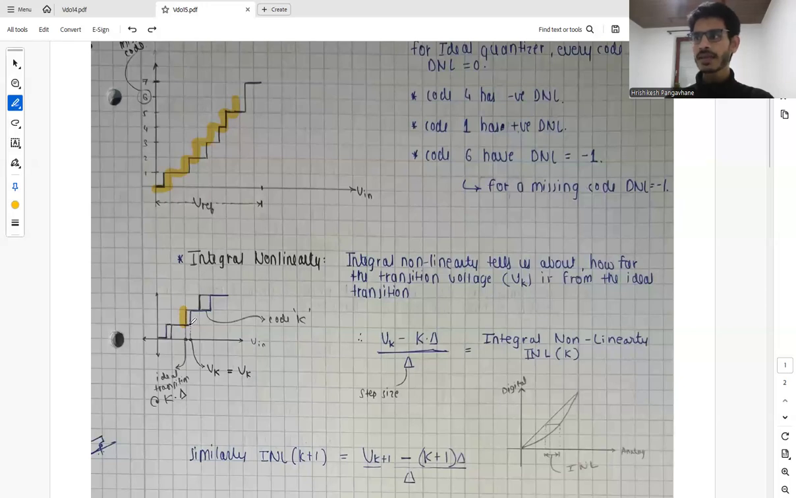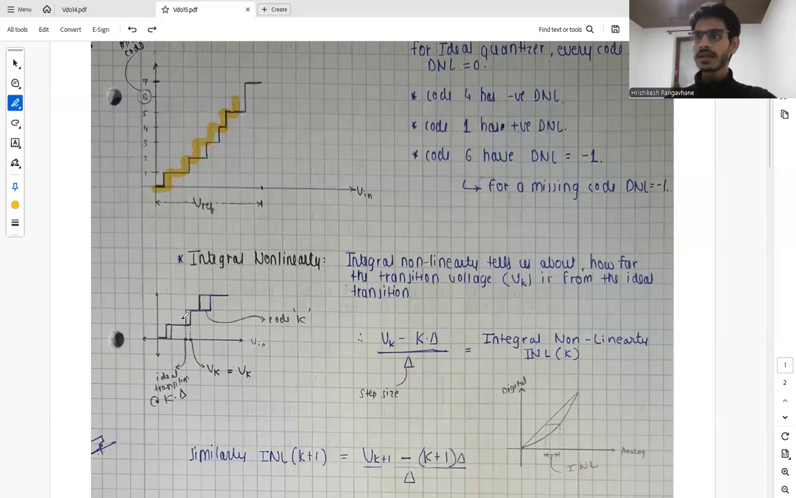And how far the transition is from the ideal one? We have Vk, which is our non-ideal, and we have K times delta, which is our ideal. The difference between those two is being told by integral non-linearity. But also, we have to divide it by the step size itself to normalize it, because we are talking in normalized terms over here. In the case of DNL also we normalized it. So in the case of INL, which is integral non-linearity, we have to normalize it with the step size itself.